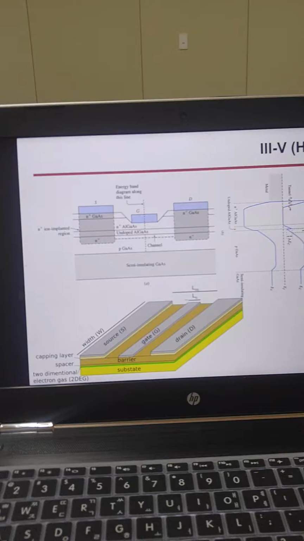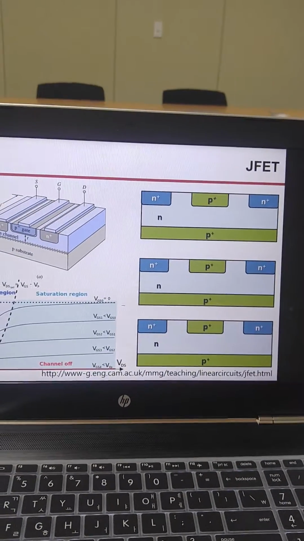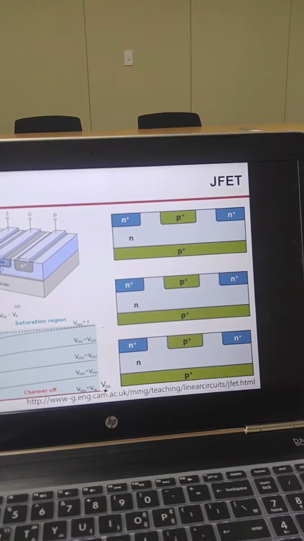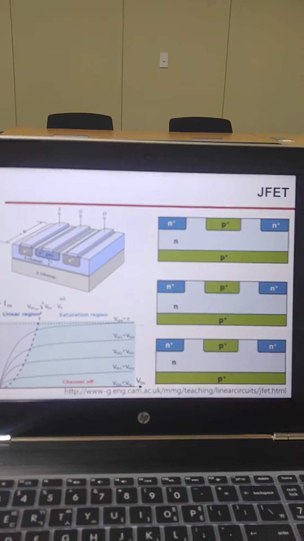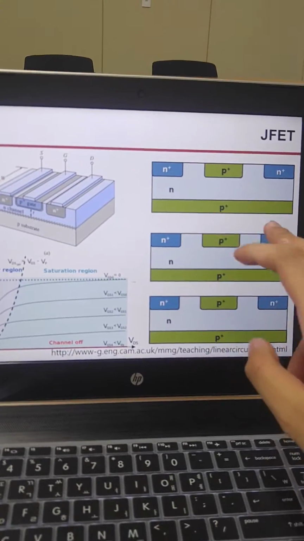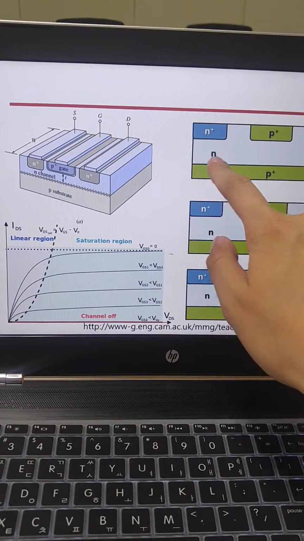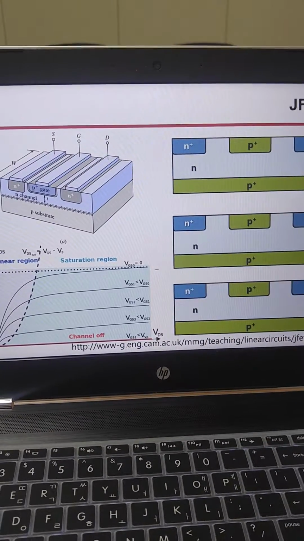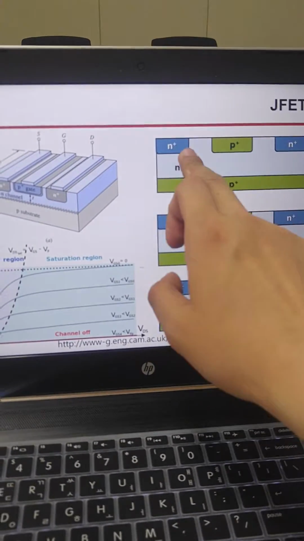And for next, I'm gonna introduce JFET. And as I introduced previously, we control this by the depletion region. If we give forward bias, the depletion region that is created on the PN junction will be very small, so the current could flow through here, because the channel could be created here.